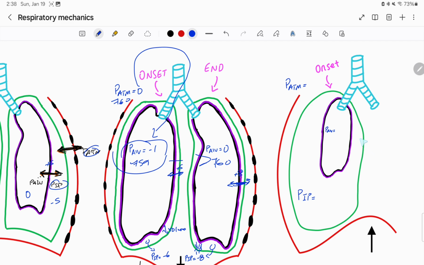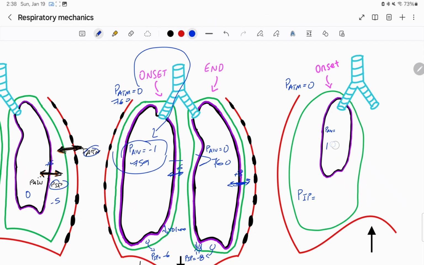So, what do the pressure changes look like during expiration, specifically the onset? And it's going to be something like this. Okay, the atmospheric pressure, again, always zero. But now the goal here is to create a high pressure to move air out. Okay, move air out because I'm done.